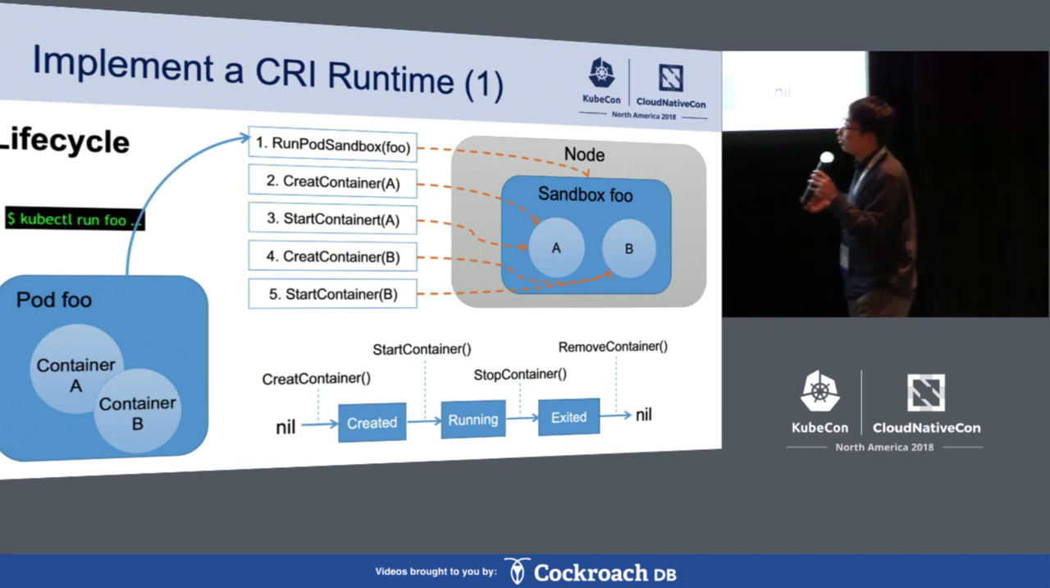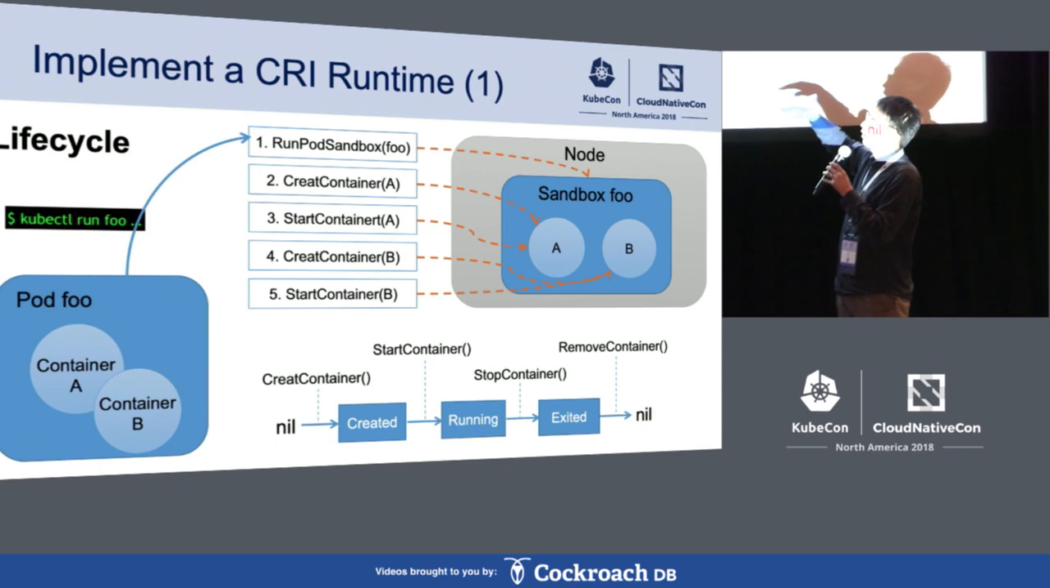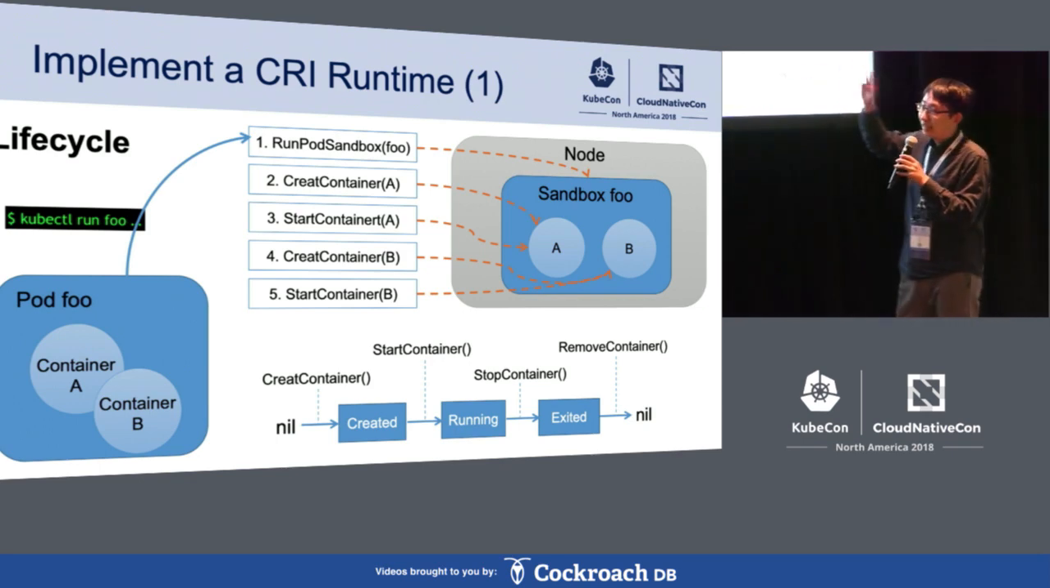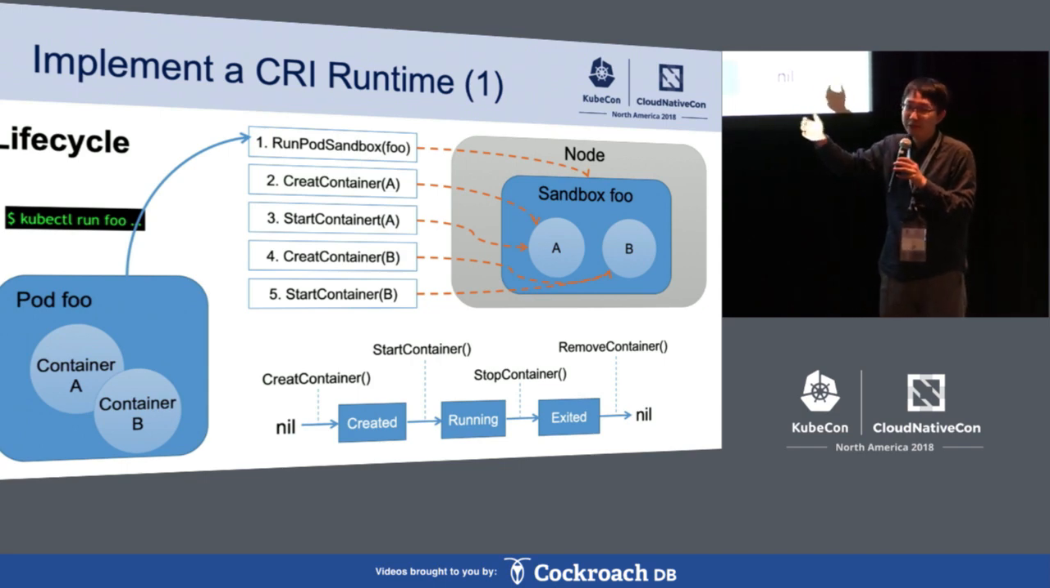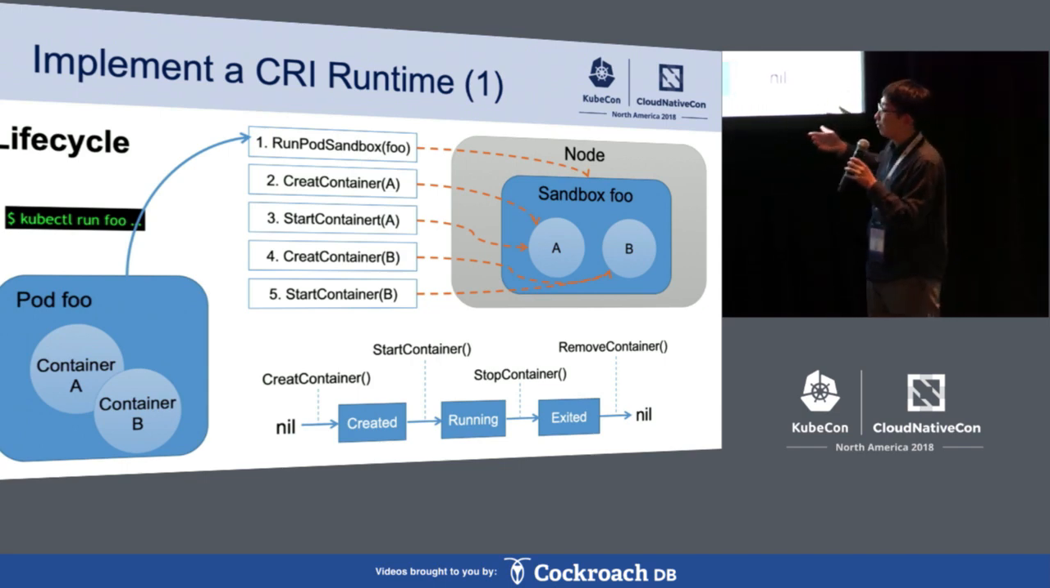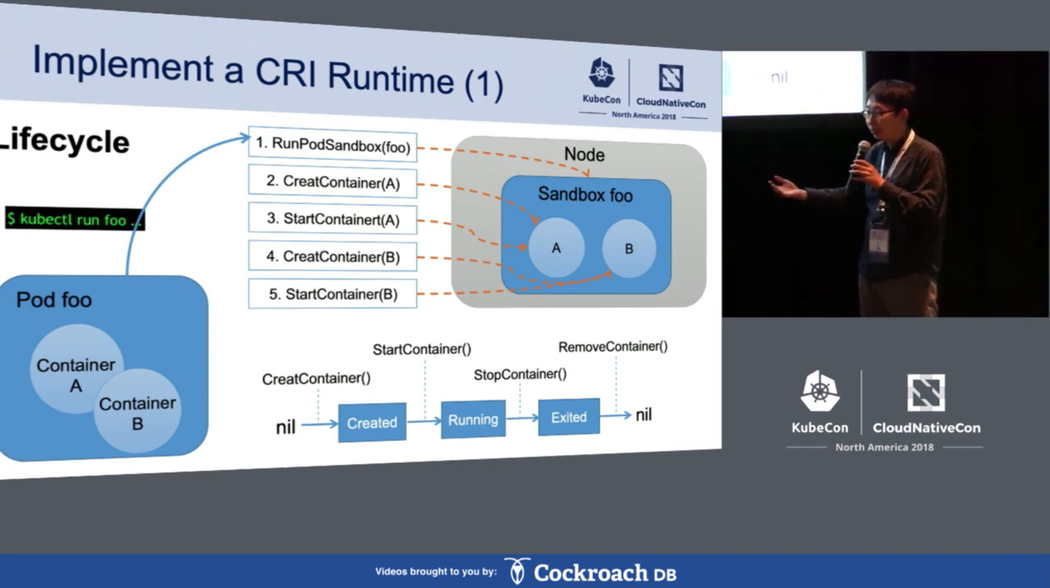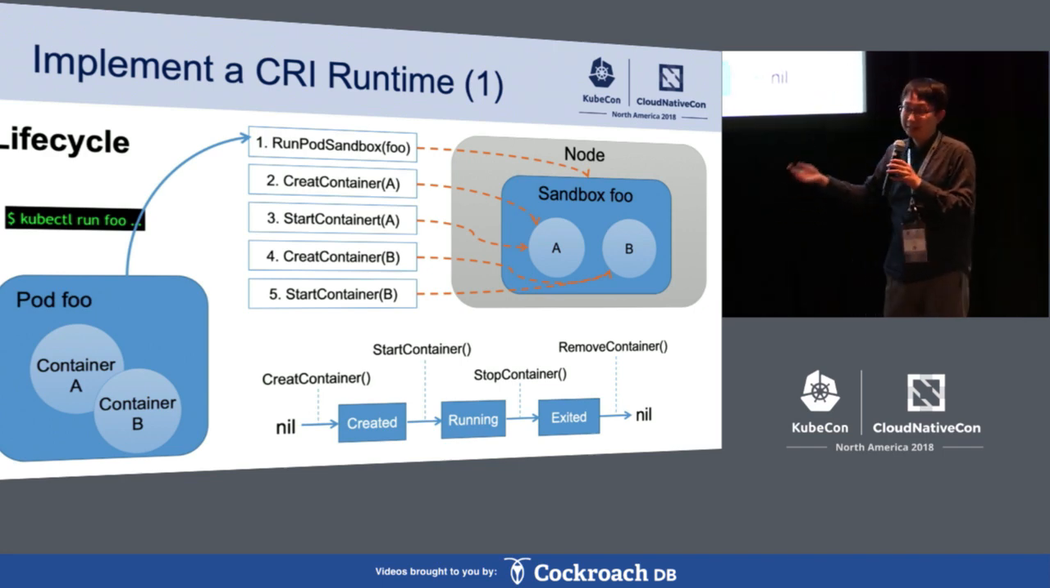And then Kubernetes will call the rest of the APIs like create container A and start container A, and then B. And in this step, again, it all depends on you how to implement these APIs. For example, if you are using Docker, then you will actually call the Docker API to create container A and container B for you.